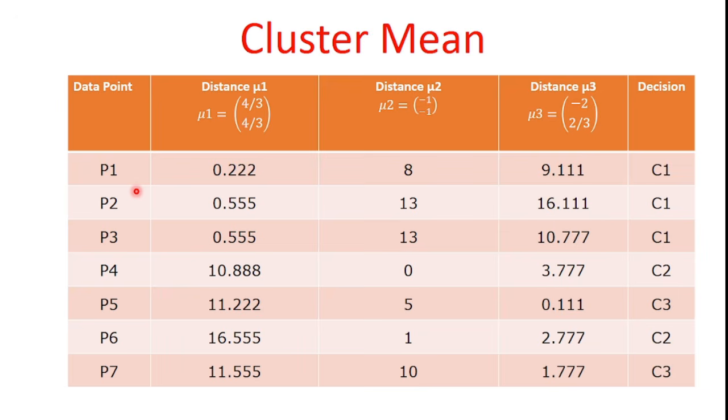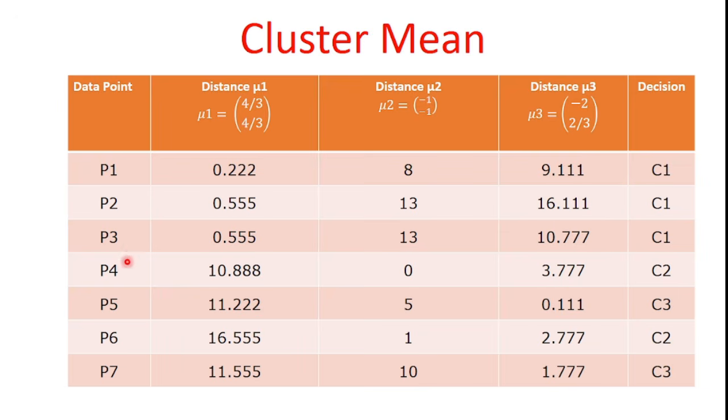For example, for P2, the distance value to mu1 becomes 0.55, to mu2 it becomes 13, and the distance to mu3 is 16.11. Out of these 3, which value is less? The first value is less, so it is C1. For P3, the mu1 value is 0.55, mu2 is 13 and mu3 is 10.7. Out of these 3, again mu1 is less, so data point 3 belongs to cluster 1.